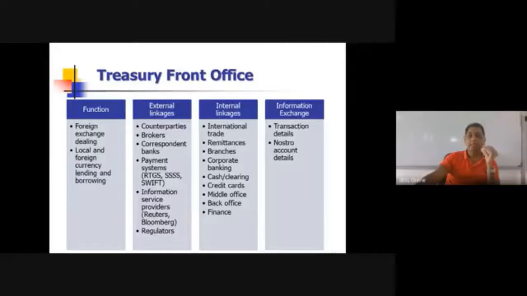Correspondent banks, these are meant for funding purposes. So if you're sending money to New York, you're a local bank, you should have a foreign bank in New York, which is your correspondent bank, where you can remit those funds to. They are more to do with facilitating your international trade. Payment systems, so RTGS and SWIFT and all these payment systems that you use to make the payments through. Information service providers, like I said, people like Reuters and Bloomberg.